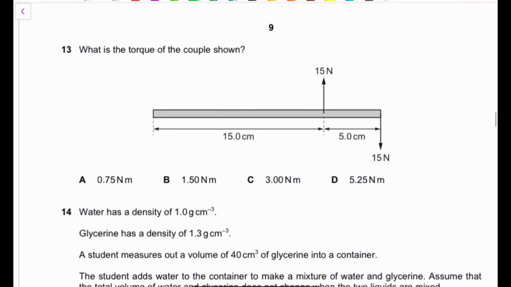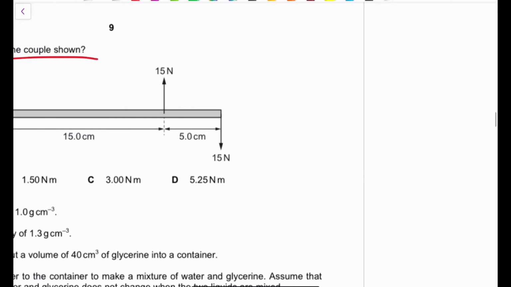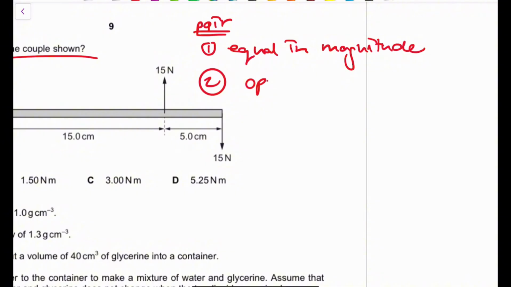Moving on to T, what is the torque of a couple? Because we've been asked, what is the torque of the couple that has been shown? But how do you know first if it's going to be a couple? What is a couple? A couple is a pair of forces that have the following characteristics. Number one, they're equal in magnitude. Very important. Number two, they're going to be opposite in direction.